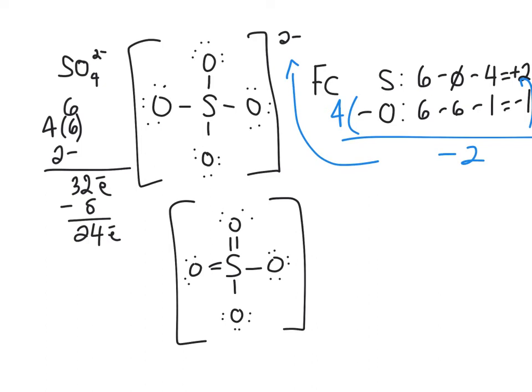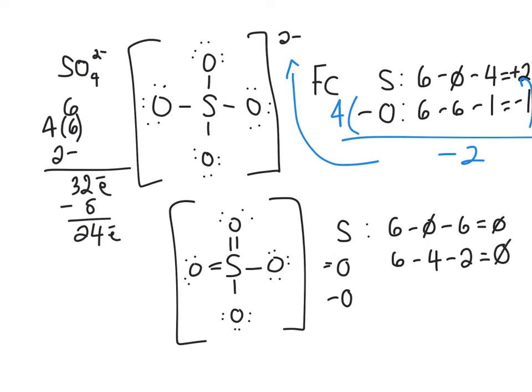Right, the last structure we drew for nitrate, we reduced the positive by 1 by adding a double bond. So let's do this. Formal charge is sulfur, double bonded oxygen, single bonded oxygen. Sulfur, 6, no lone pairs, 6 bonds. It's looking good. Double bonded oxygen, 6, 4 electrons in lone pairs, and then 2 bonds, 0. Looking even better.